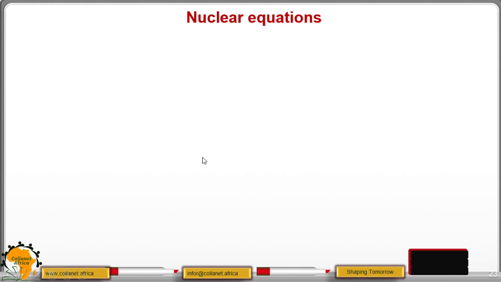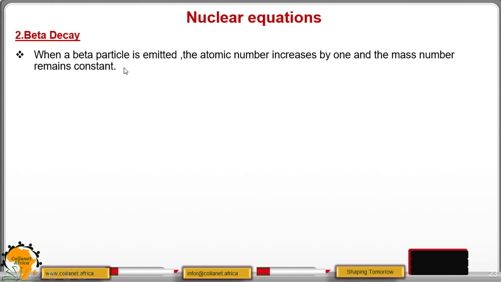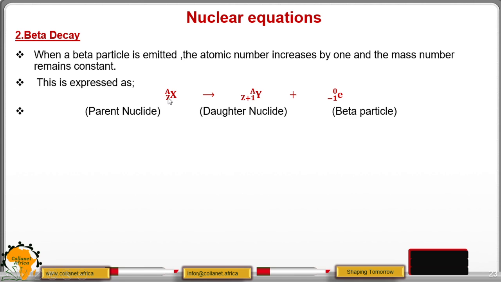Then from there we can move to beta decay. When a beta particle is emitted, the atomic number increases by 1 and the mass number remains constant. This can be expressed as follows. You have X having a mass number of A and atomic number of Z. When it releases a beta particle, which is represented by an electron, the mass number remains the same, and the atomic number increases by 1. So you have Z plus 1, then this is the electron. This is our parent nuclide, we have the daughter nuclide and a beta particle.